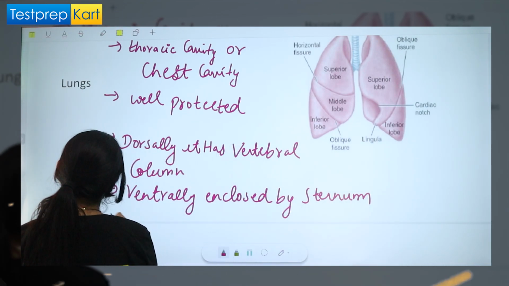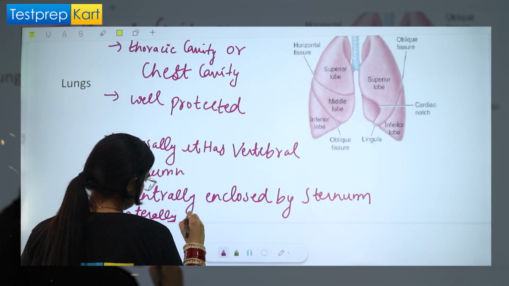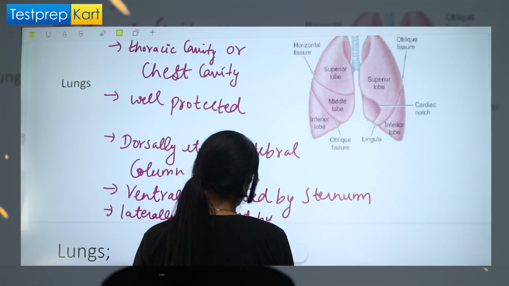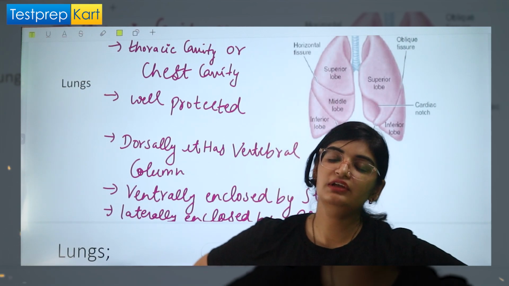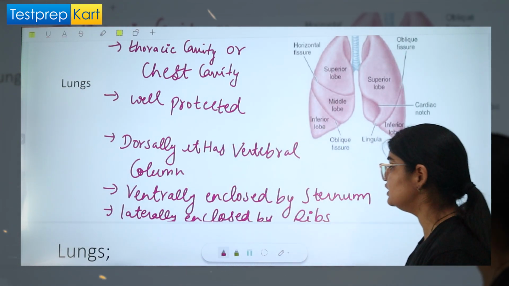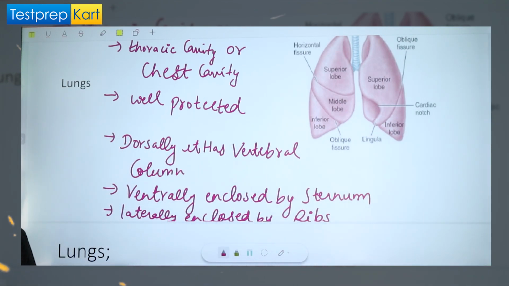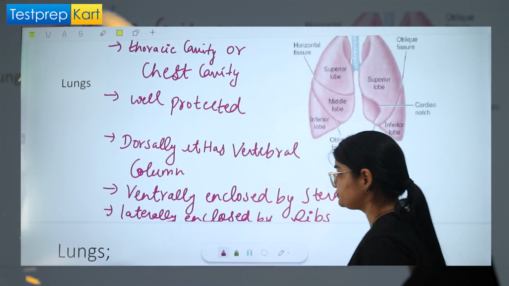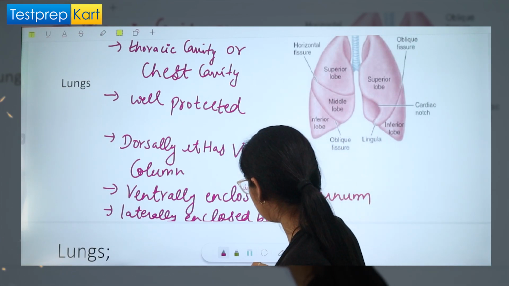Now laterally, it is enclosed by ribs. We have ribs, right? We have ribs which enclose the thoracic cavity, so the lungs are well protected. Dorsally we have the vertebral column, ventrally we have the sternum, and laterally we have the ribs which protect our lungs, right? When we talk about the lungs, this is about it.